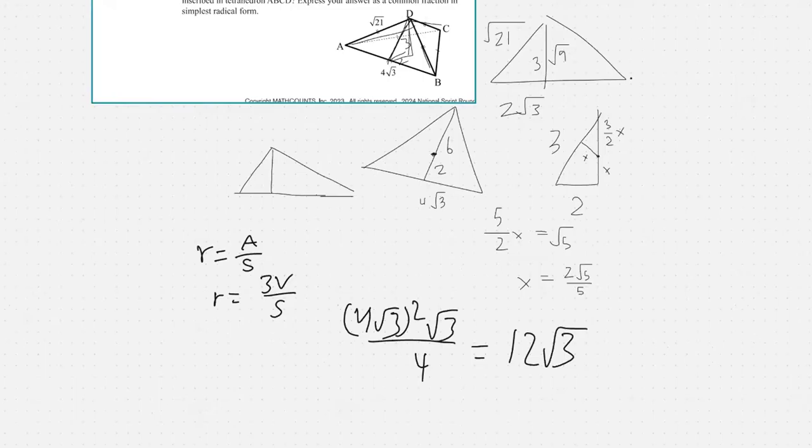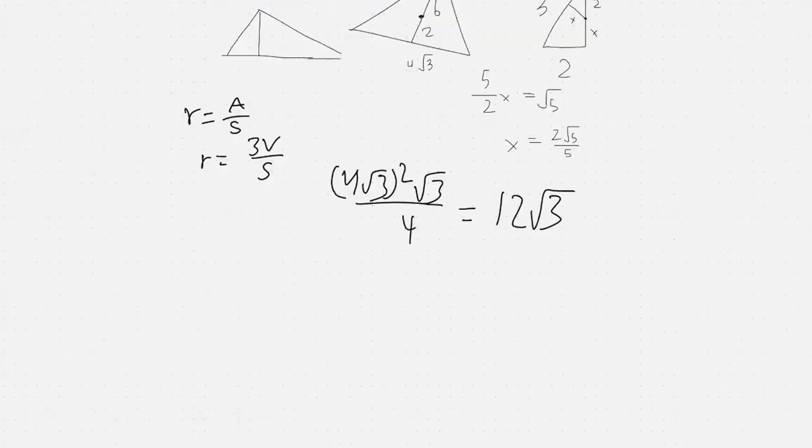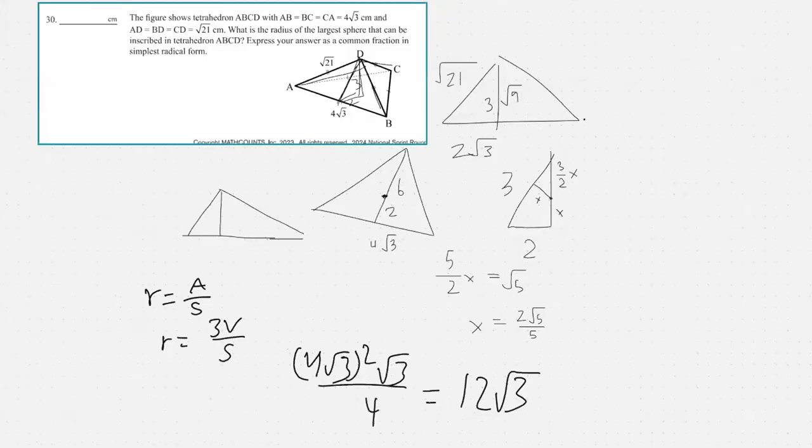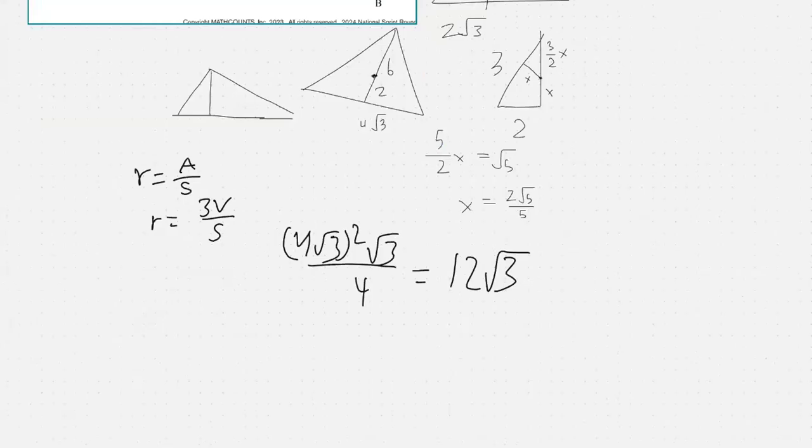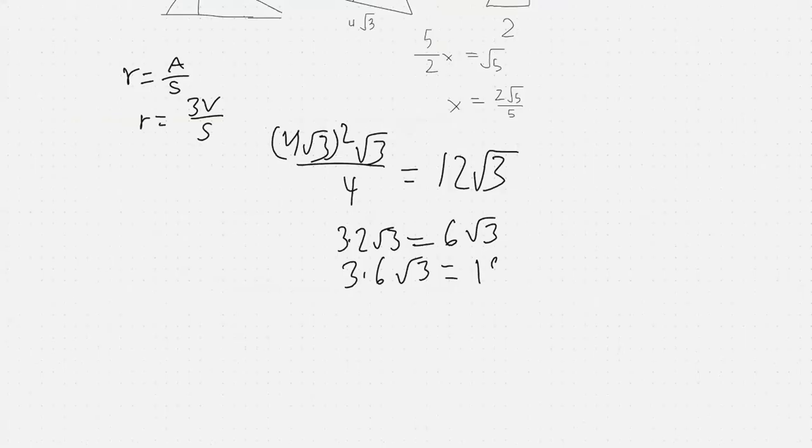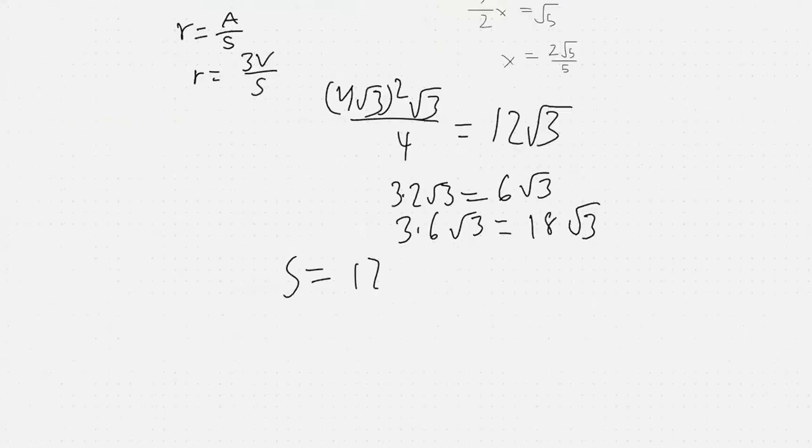And then you can use Pythag to find the altitude for each of the other triangles, and it's 3. So the area of each of those is 3 times 2 root 3, which is 6 root 3, and you have 3 of those. So it's 3 times 6 root 3, which is 18 root 3. So the surface area is equal to 12 root 3 plus 18 root 3, which is 30 root 3. So that's the denominator. And now to calculate the volume, you can find the height.